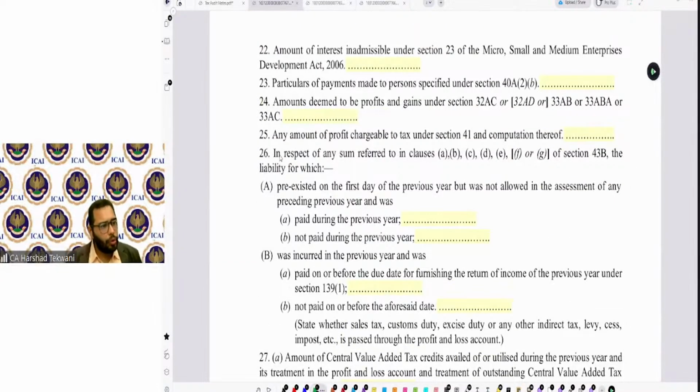So from 22 to 25, they are pretty straightforward. Clause 22 talks about the amount of interest inadmissible under section 23 of the MSME Act. The MSME Act basically states that the amount of interest which is inadmissible is with respect to delayed payment. Interest paid or payable by a buyer under this particular Act, under section 23, is disallowed. It is not allowed as a deduction.